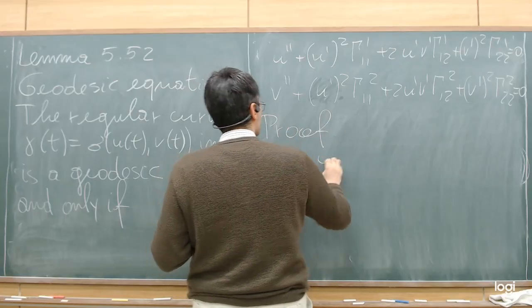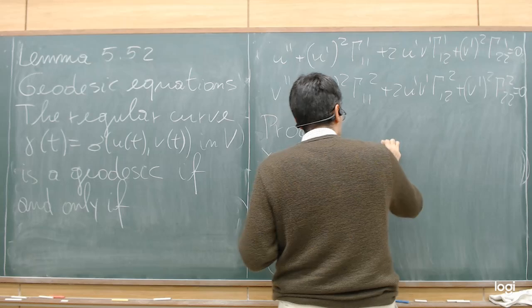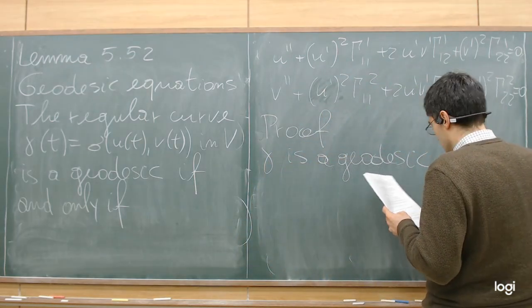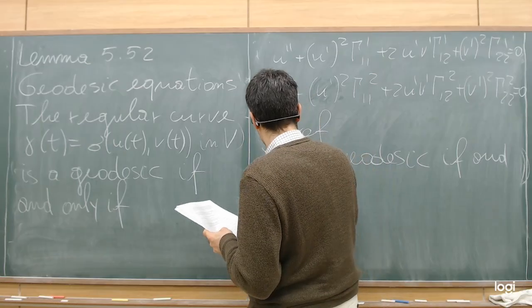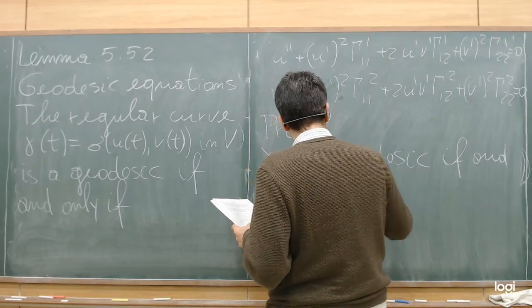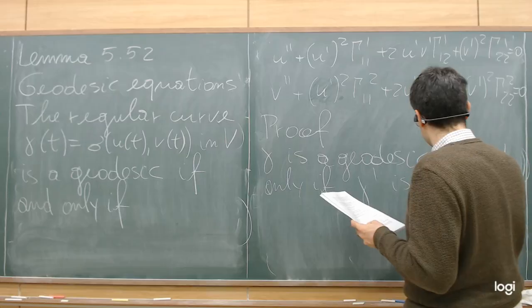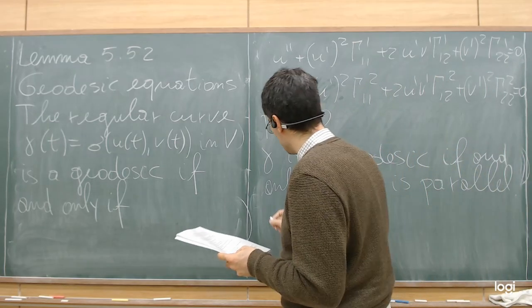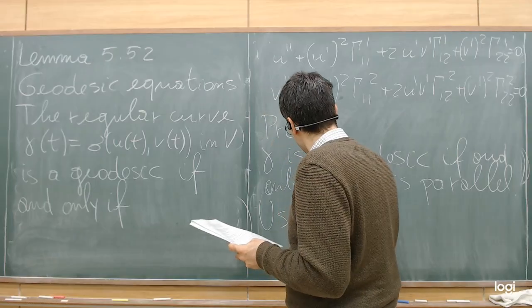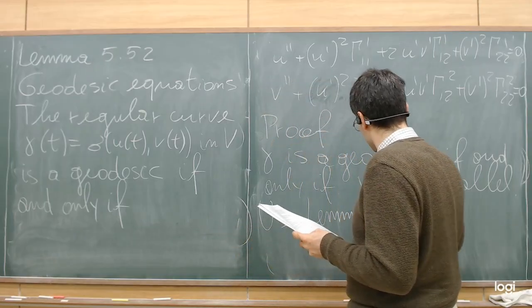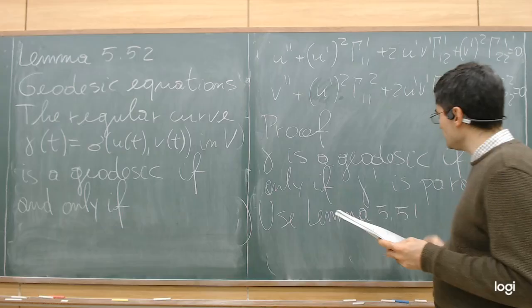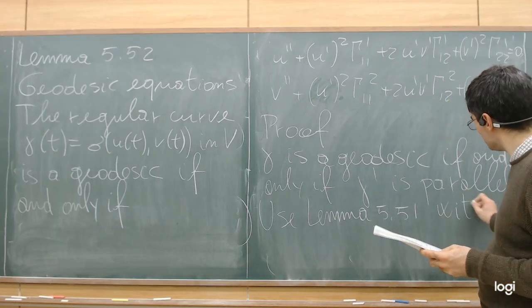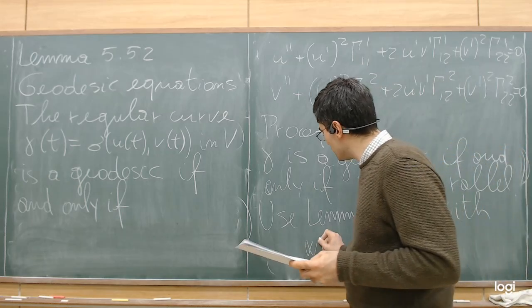Gamma is a geodesic if and only if gamma prime is parallel. Then we can use lemma 5.51, which is the previous one, with W equal gamma prime.